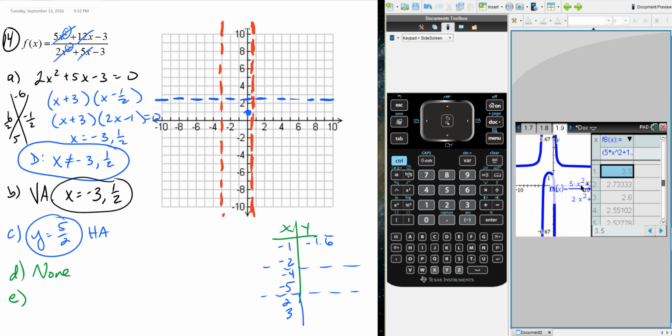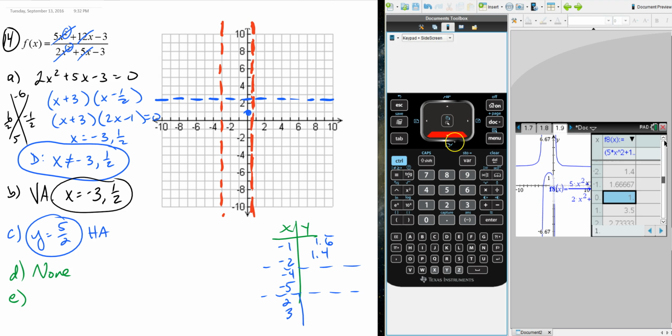So that's Control T. And we wanted negative 2, which is at 1.4, negative 1, which is at 1.67, negative 4, negative 5, that's 3.2, 2.8, and then we'll work our way to the other side, 2 and 3, that's 2.7 and 2.6. So just by looking at the graph, we have an idea of what it looks like.